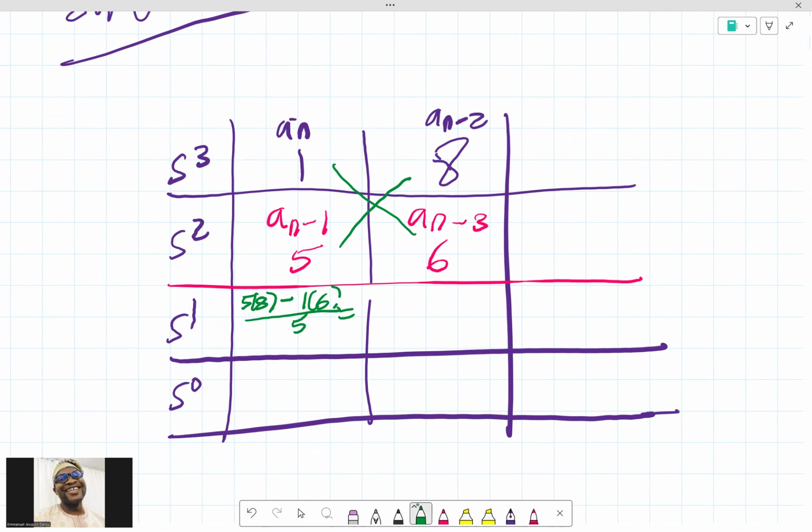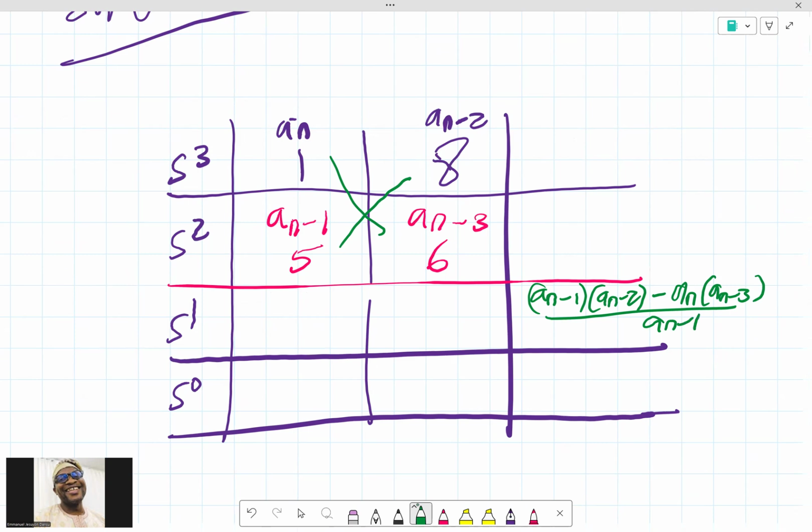Okay, I guess I want to do it outside. So, okay, since we are not using this place, I'll just say that's an. So we have an minus 1 multiplied by an minus 2 minus an into an minus 3 all over an minus 1. Okay, so that means we have 5 times 8 minus 1 times 6 all over an minus 1, which is 5. So that is 40 minus 6 all over 5. That is 34 over 5. Okay, so this is just 34 over 5, like this.